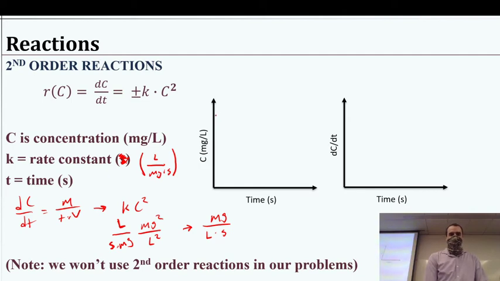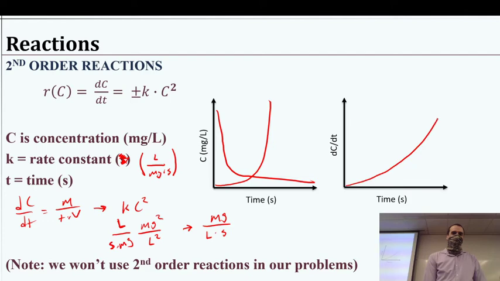again, we looked at this already in terms of what this would look like for the reaction, and it would kind of look something like that, you know, depending on the exact parameters. And then if you were to look at the derivative, that would just look like the first order case for C versus T. So that would be, again, the exponential growth or exponential decay.